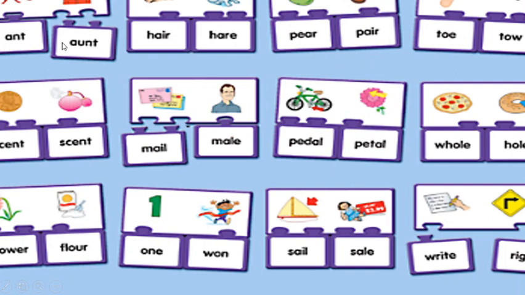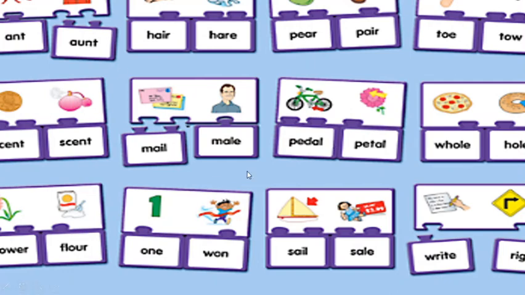Aunt, aunt. Right, so we have the animal, the little animal, las hormigas. So aunt, your tía. Hair, hair. Pear, pear. Toe, toe. Scent, scent. Male, male. Petal, petal. Hole, hole. Flower, flower. One. Cell, cell. Right, right. Okay, so these are some examples of homophones.